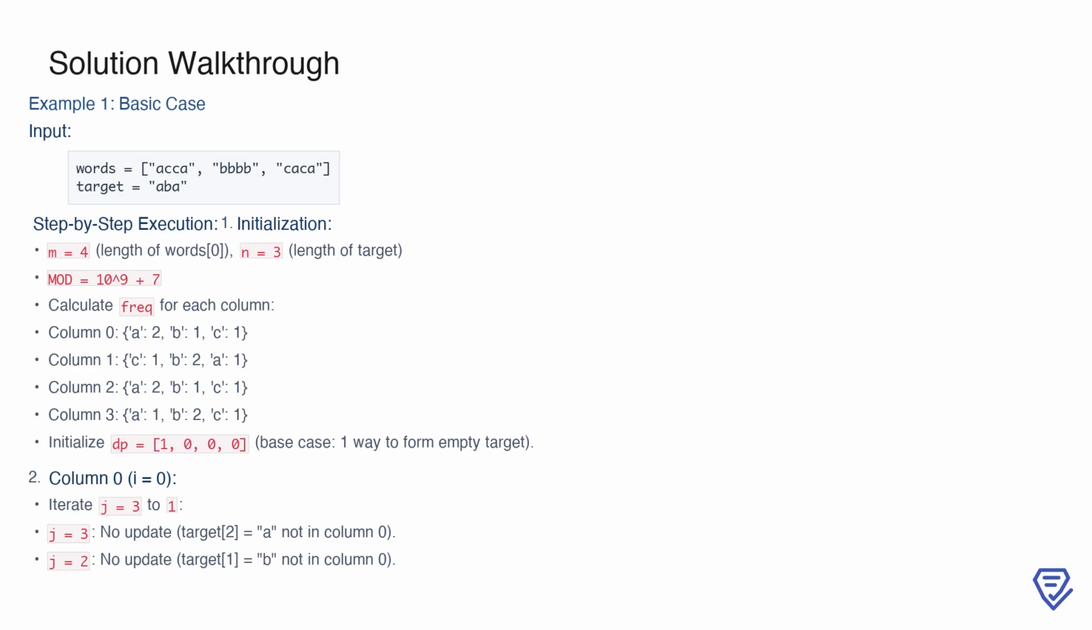Now, focusing on column 0, we iterate backward through the target's indices, starting from the end. For j equals 3 and 2, there's no update since the corresponding characters in the target don't match any character in column 0. However, for j equals 1, the target character matches column 0's frequency, so we update dp[1] to 2, reflecting that there are now 2 ways to form the first character of the target. The dp array becomes 1, 2, 0, 0.